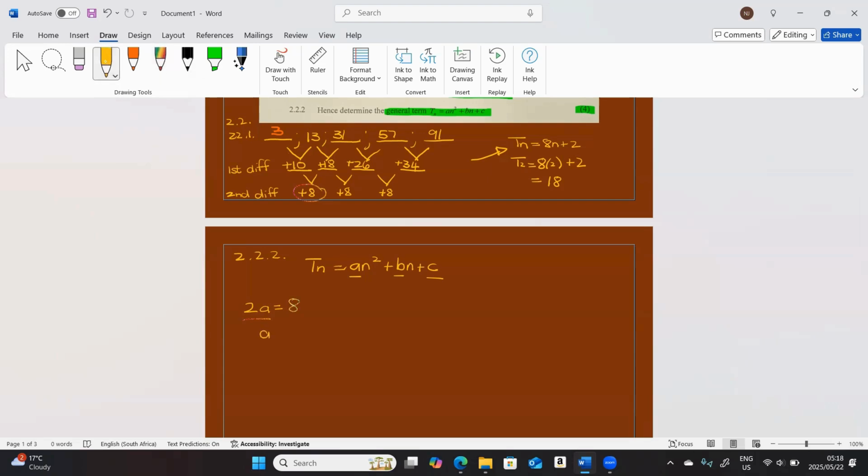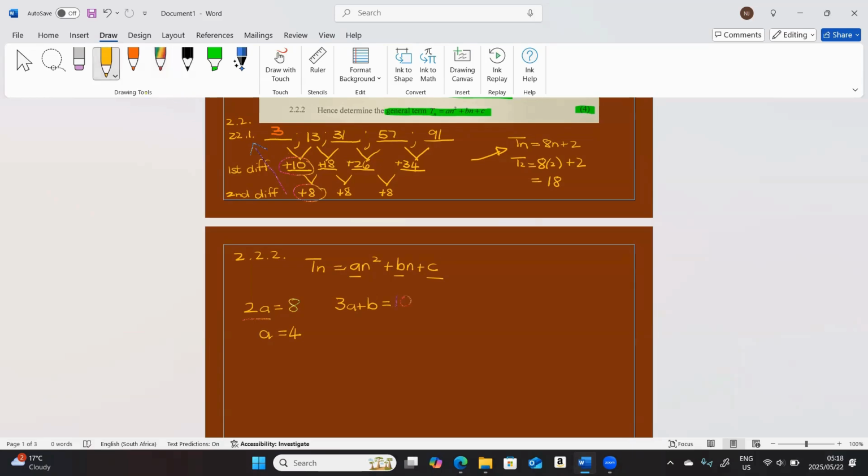And then to solve for a, we say a equals 4, to isolate a. So that's nice and easy. And then the second step, which you can also always study, is you say 3a plus b equals the first of your first differences. Can you see, guys? We go from the bottom to the top. The first of your first differences, which is going to be 10.